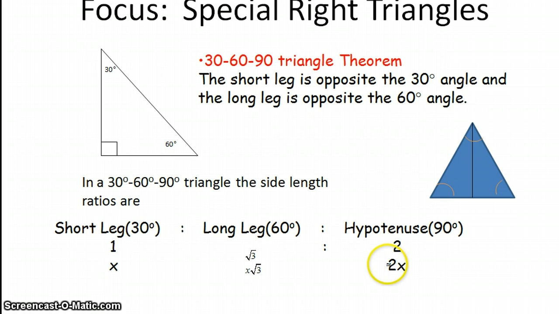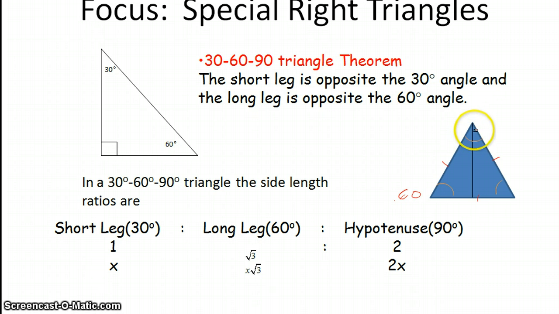We get 30, 60, 90 triangles from equiangular triangles, which I have drawn over here, and I'm just going to show you quickly how we get this ratio of 1 to 2 in our short leg and our hypotenuse. So let's take a look at our equiangular triangle. If it's equiangular, we know that all the angles total 180, so we'll put that in. We also know that equiangular triangles are also equilateral, so we'll put those in.